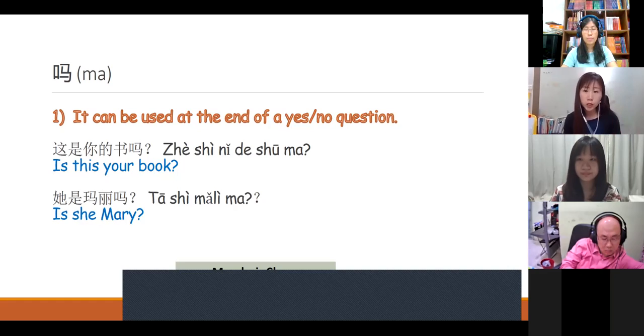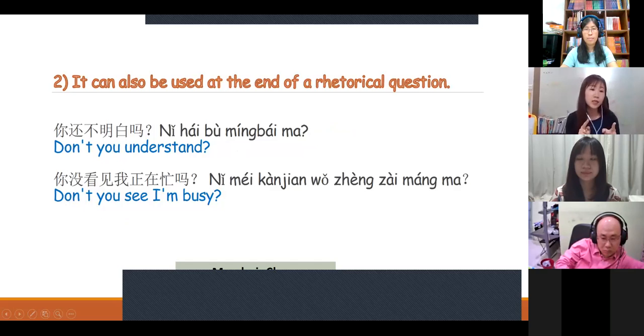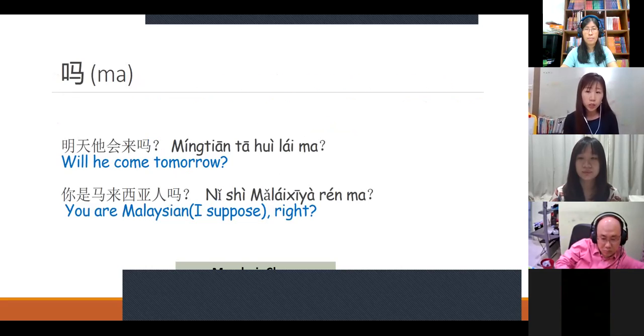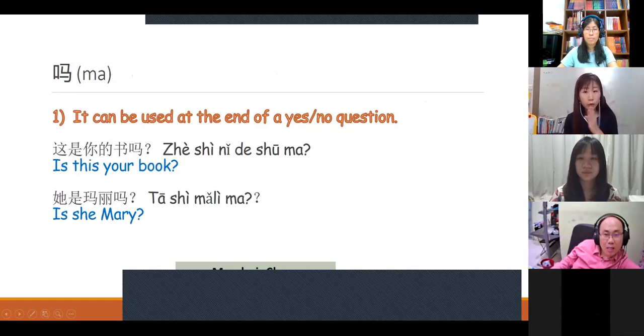For example, 这是你的书吗? Is this your book? The book is the answer in the question. So the question here is we want to ask about the book. Is the book yours or not? 这是你的书吗? Is this your book? So when we use ba, it is also to confirm. In this context, for example, 这是你的书吗? We also can ask 这是你的书吧? Same question, we can use ma or we can use ba.